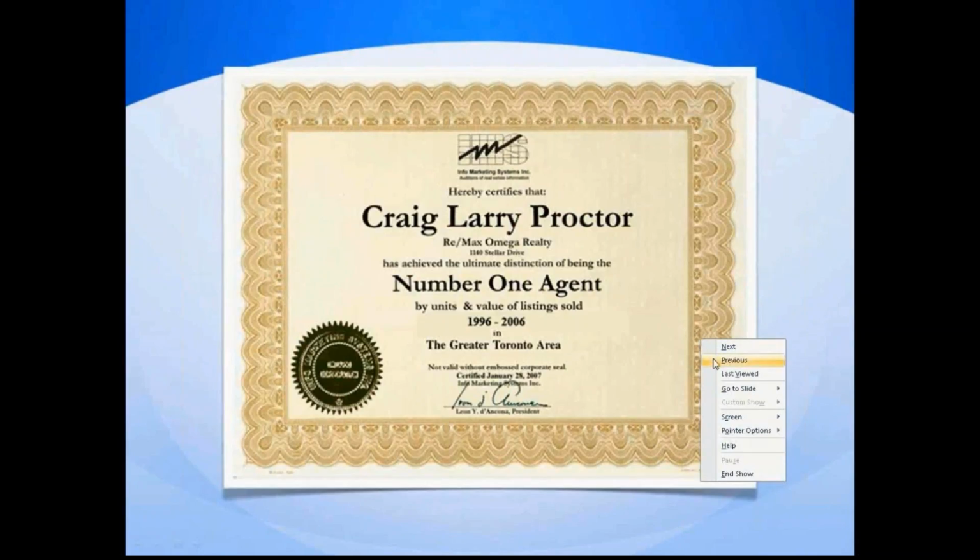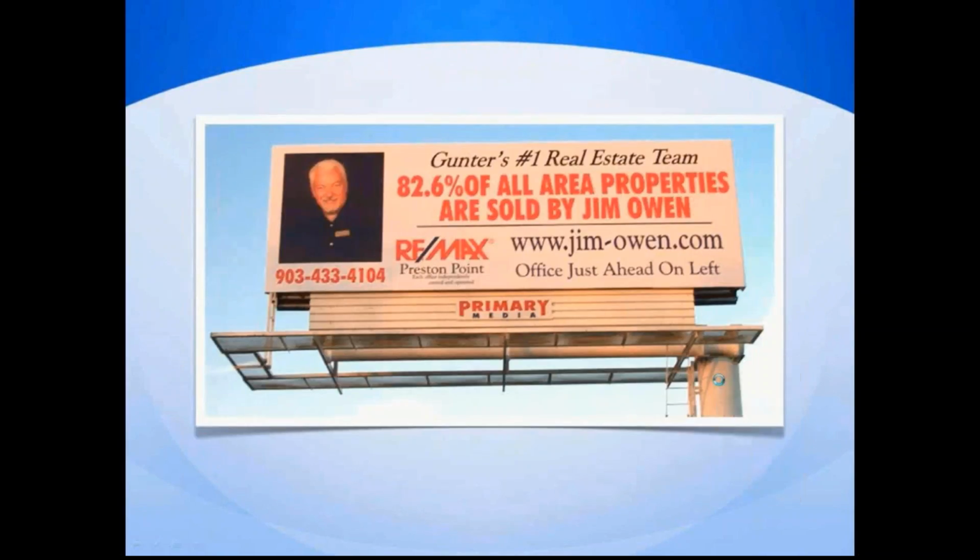This is a billboard that I show at the Super Conference. One of our coaching members in Gunter, Texas. Okay, Gunter's. I don't know where Gunter is. Gunter, Texas. You know where that is, James? I'm afraid I don't know exactly where Gunter, Texas is, but I know it's certainly in Texas. Yes, it's a small town, and Jim here had an 82.6% market share. Okay, he sold 82% of all the properties in his town. So obviously that's something that he wanted to promote on this big billboard coming into town.